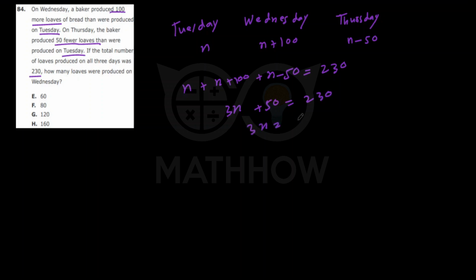Subtracting 50 on both sides, we have 3n equals 180. Dividing by 3 on both sides, n equals 60. So 60 loaves are produced on Tuesday. The question is asking how many loaves were produced on Wednesday. So substituting 60 in place of n, the answer is 60 plus 100, that is 160. So 160 loaves were produced on Wednesday. Correct answer is option H.